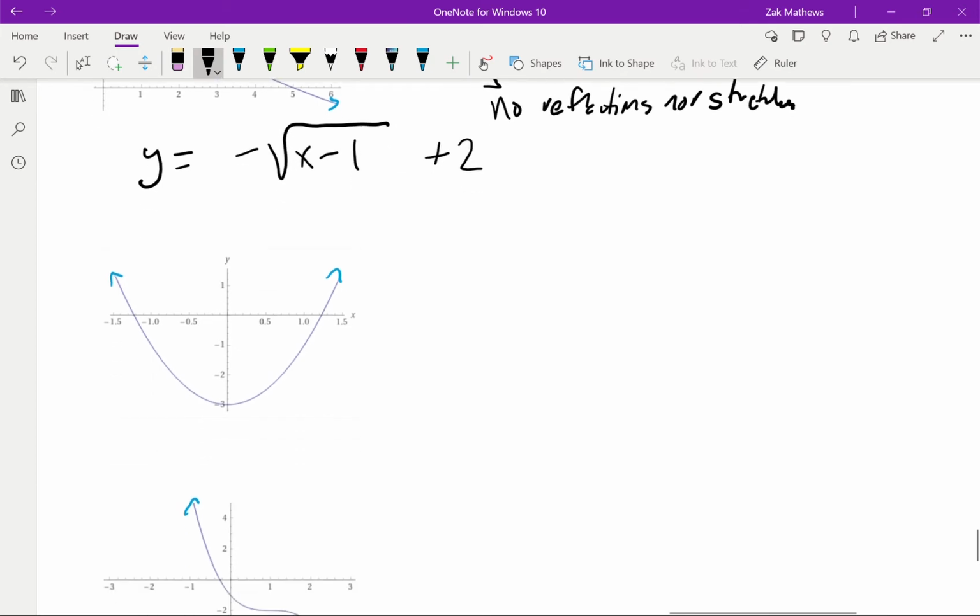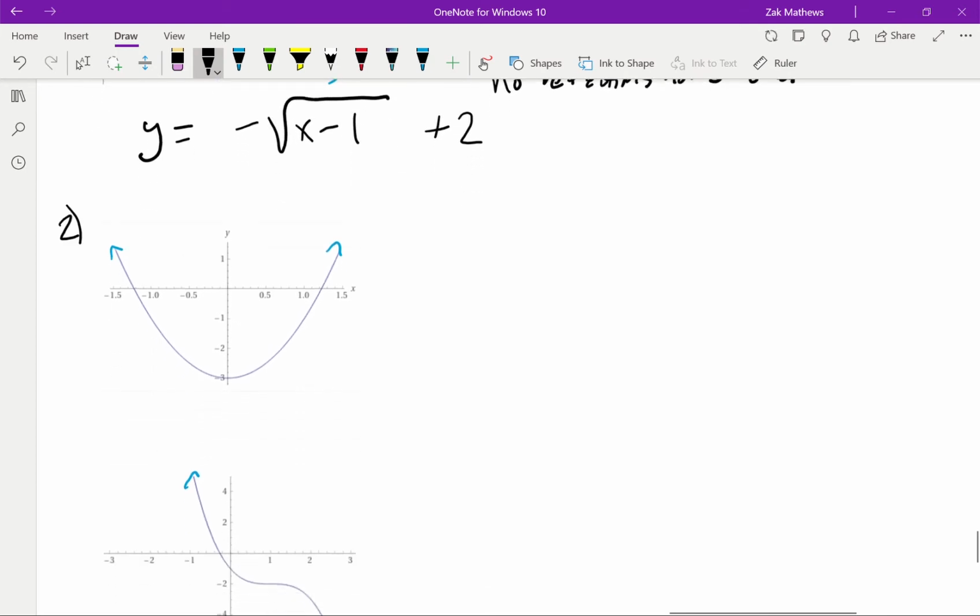Let's move on to the next one. The second one, number 2 here. Number 2, parent function here, definitely the x squared function.